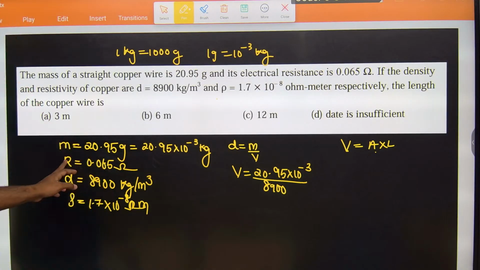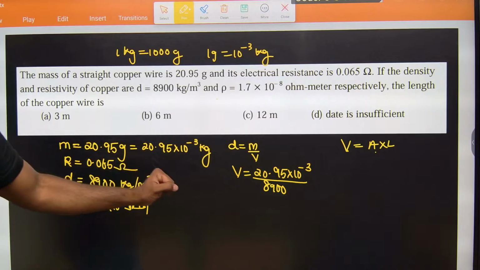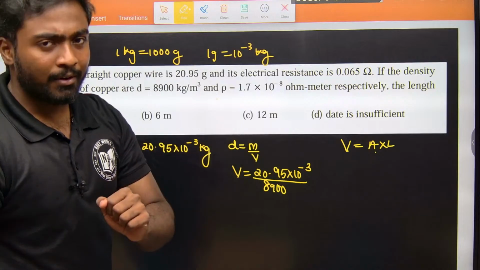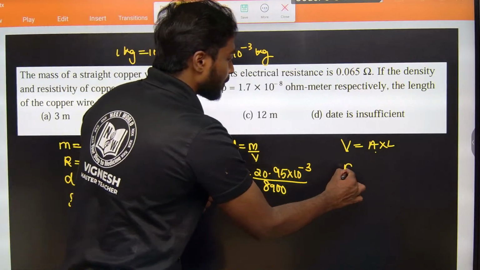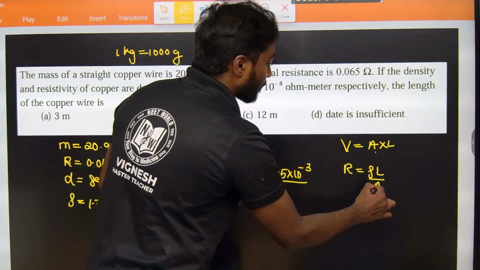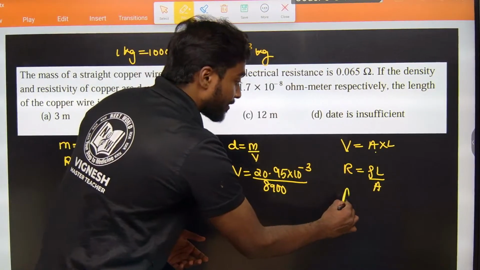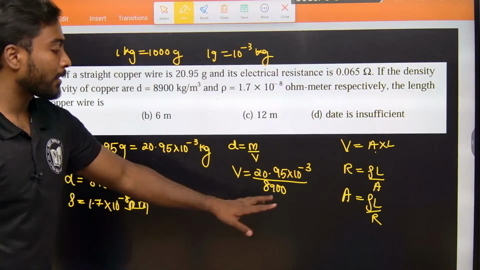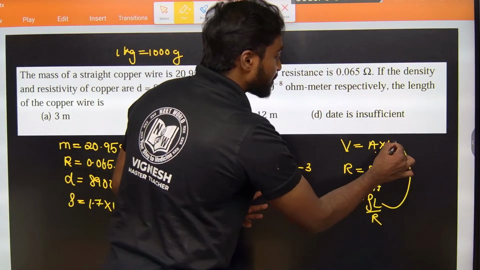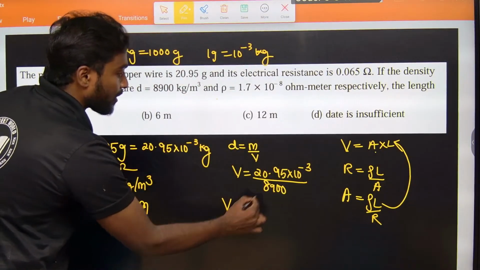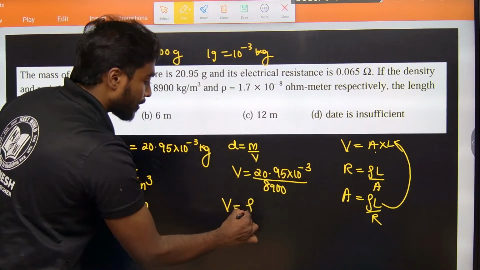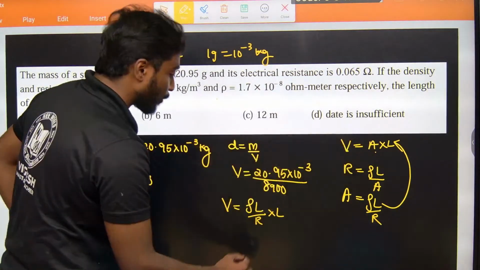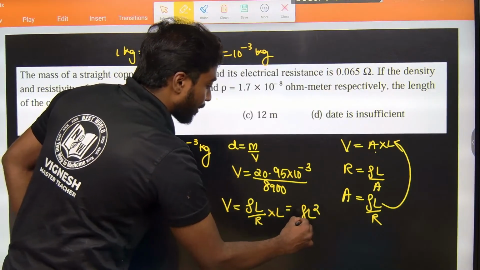Now resistance and resistivity have been given. I know the formula for the resistance: R is equal to rho L by A, where A is nothing but rho L by R. Now take this and substitute here. V is equal to A into L, that is rho L by R into L, so it is rho L square by R.